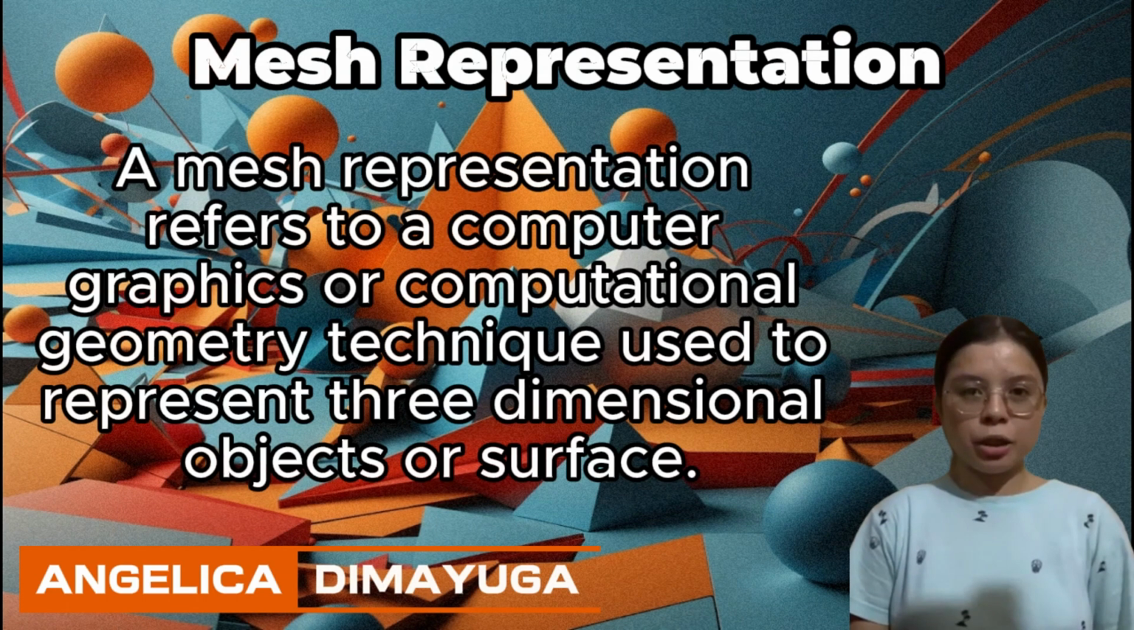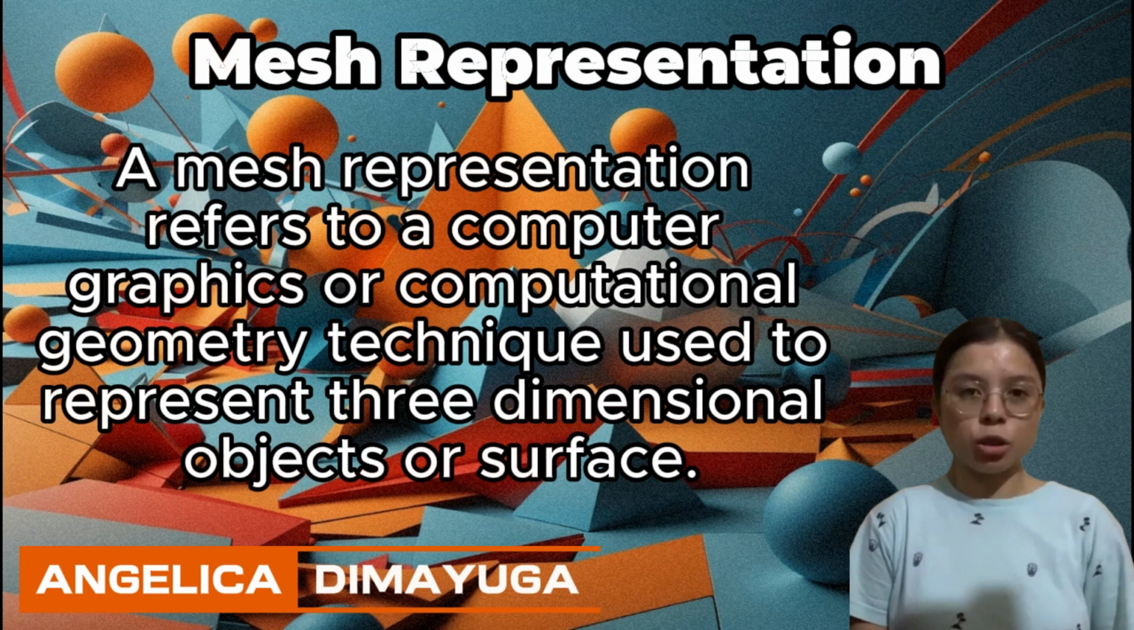Let's talk about the mesh representation and data structure. A mesh representation refers to a computer graphics or computational geometry technique used to represent a three-dimensional object or surface. It consists of a collection of vertices, edges, and faces that define the shape and topology of the object.